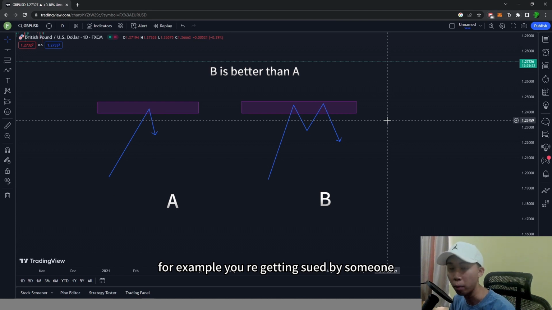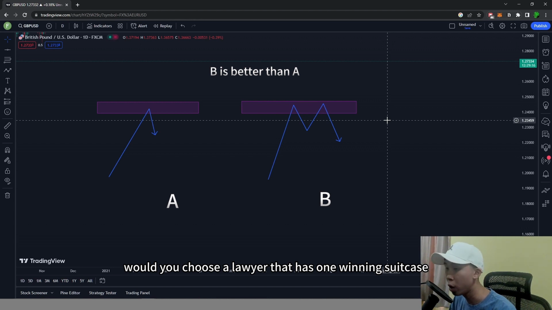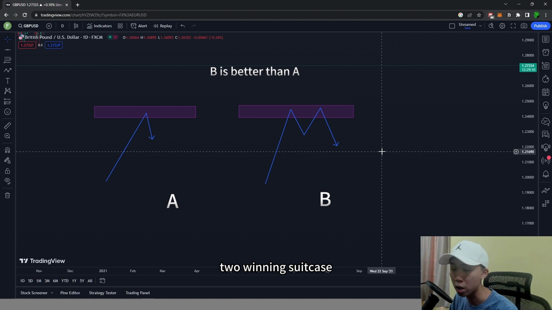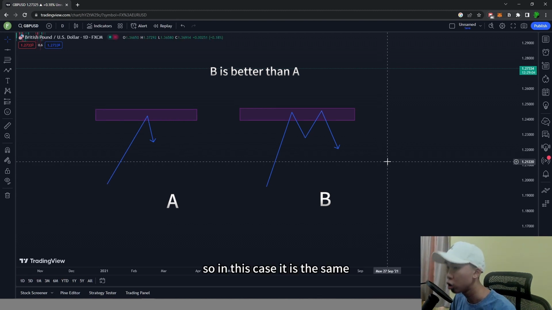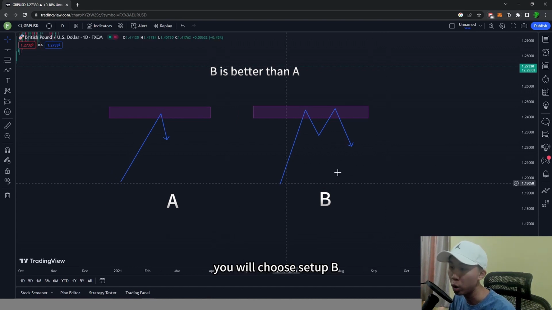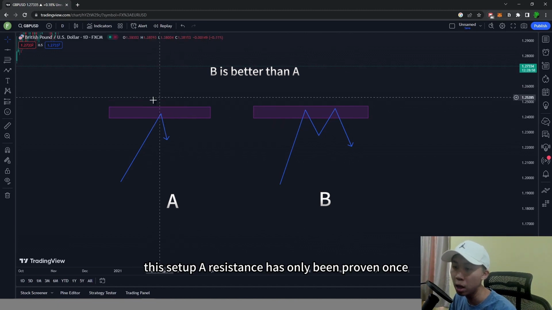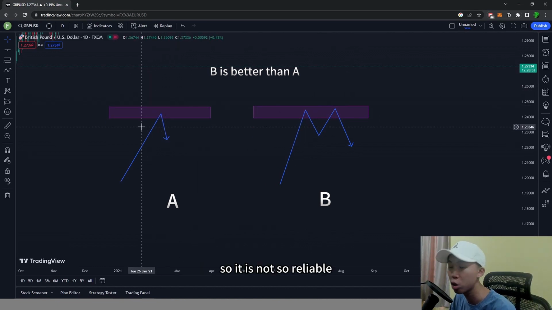For example, you are getting sued by someone and you need a lawyer to help you. Would you choose a lawyer that has one winning suitcase, or would you choose a lawyer that has two winning suitcases? The answer is very obvious. You are going to take the better lawyer. In this case, it is the same. You will choose setup B because it has been proven twice. This setup A resistance has only been proven once, so it is not so reliable.